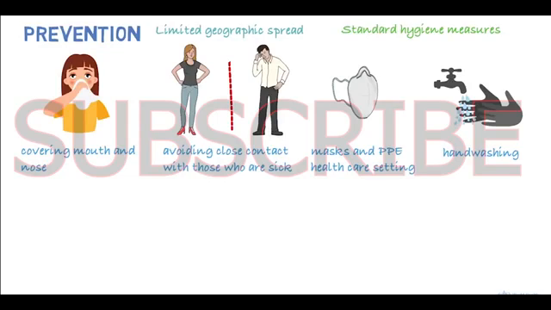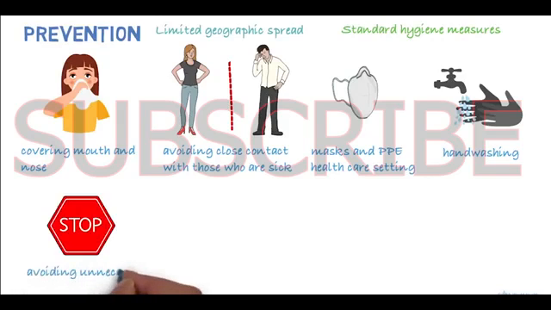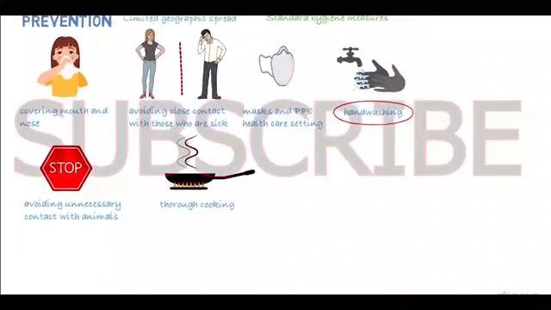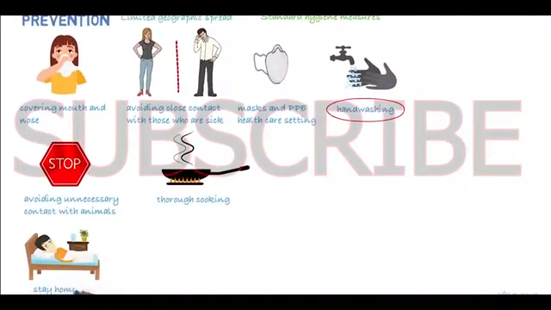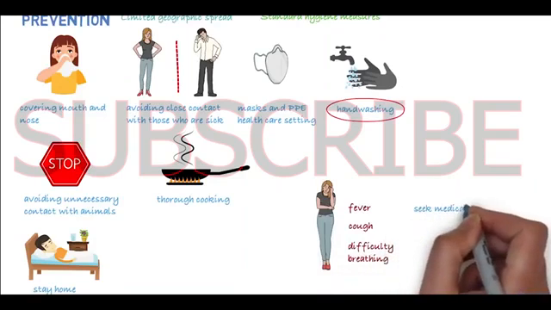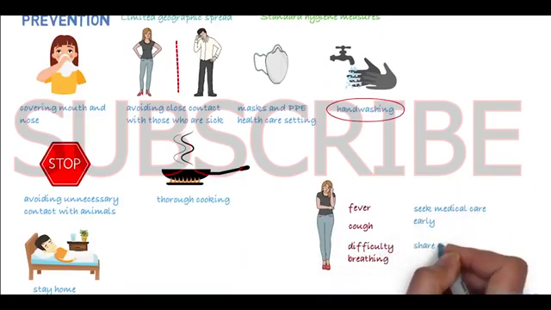Actions that can be taken to prevent infection from an animal source include avoiding unnecessary unprotected contact with animals, washing hands after contact with animals or animal products, and ensuring that animal products are cooked thoroughly before they're consumed. It's important to stay home if you're feeling unwell, but if you have a fever, cough, and difficulty breathing, seek medical care early and share your previous travel history with your healthcare provider.